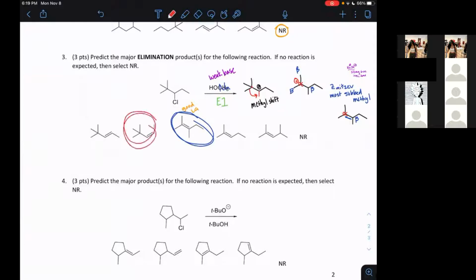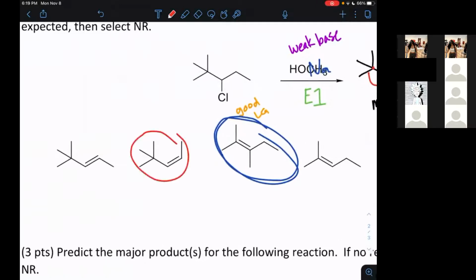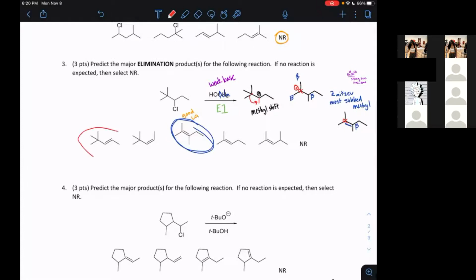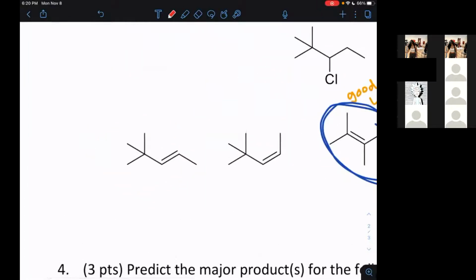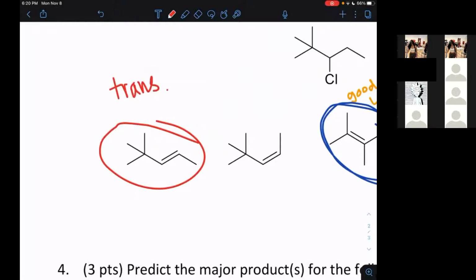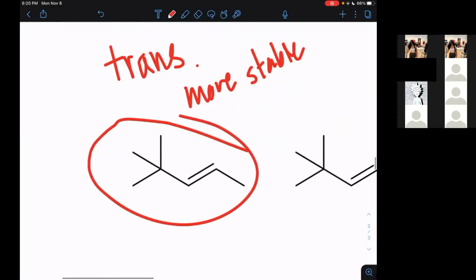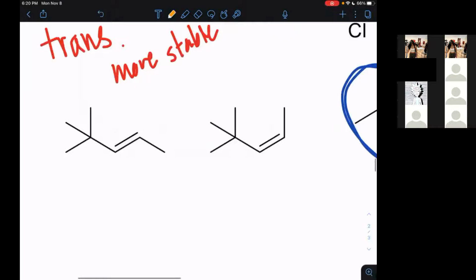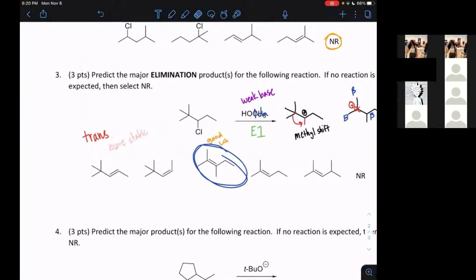Well, if we did have it, I think it would be this one. Oh, I see. Yeah. Okay. Thank you. Or actually, it would be this one because they prefer trans configuration because it's more stable. Sorry, I'm just trying to see the difference between the two. Yes. So just strong bases, E2.